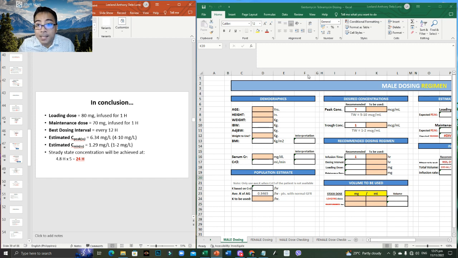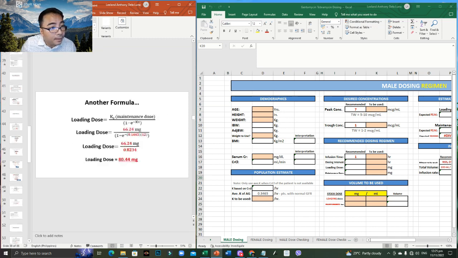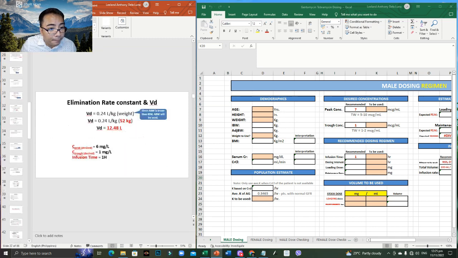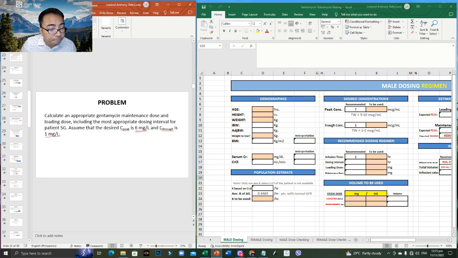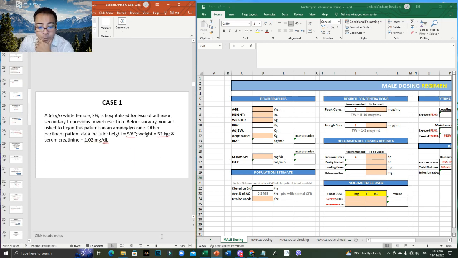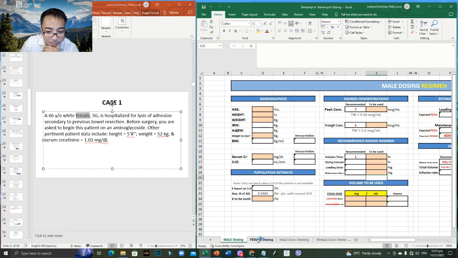Here's an example class of an Excel file which uses gentamicin, which can be used for gentamicin and tobramycin. Alright, balik tayo sa problem. Okay. So here, class, pipili ka, depende kung ano yung patient mo, male or female. Obviously, in this case, our patient is female. So dito tayo sa female dosing.